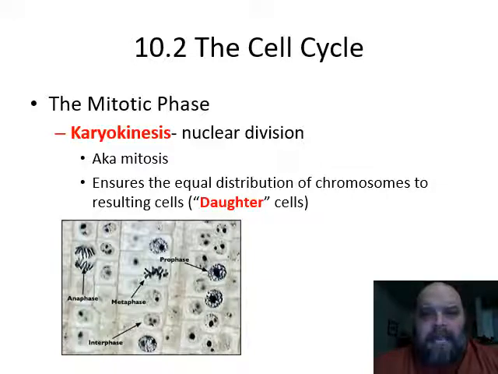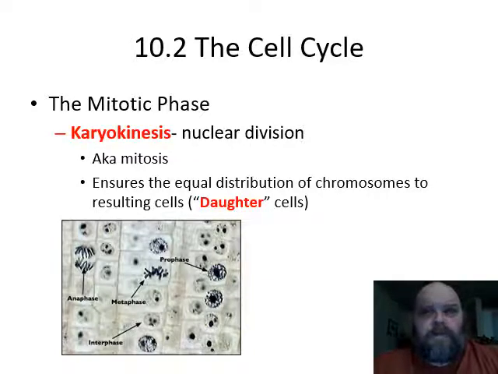So when you look at this textbook, other textbooks, other papers, you'll see karyokinesis, or you'll see it referred to as mitosis. Potato, potato, same thing. Mitosis, its whole point of being is to ensure the equal distribution of chromosomes to the daughter cells.